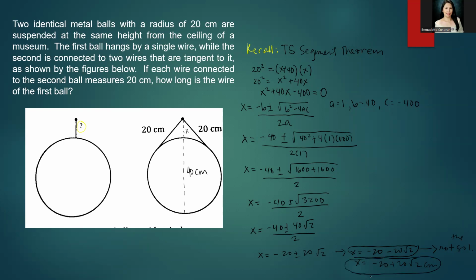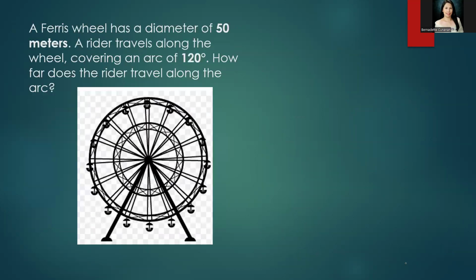Okay. So the approximate value is multiplying 20 by square root of 2 plus negative 20, rounded off to two decimal places. Then another problem here pertains to arc length. A Ferris wheel has a diameter of 50 meters. A rider travels along the wheel covering an arc of 120 degrees. For example, originally the rider starts to sit here and then travels until here. So this signifies an arc of 120 degrees.